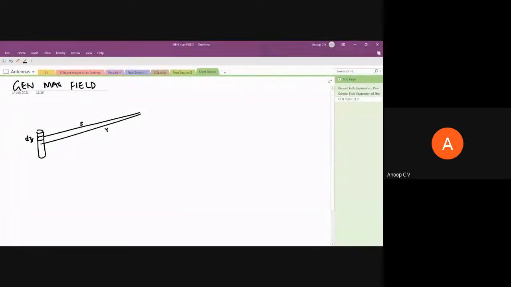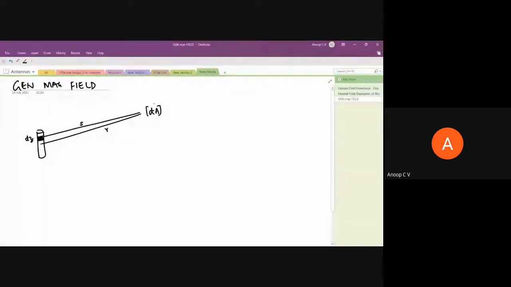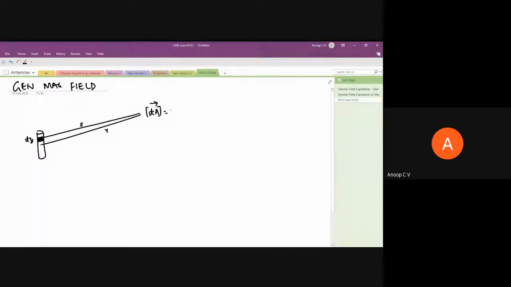Now we are interested in what is the vector magnetic potential, differential A. I have put it inside a square bracket just to show it is a retarded magnetic potential. I'm not drawing the system again. So we need to find what is this vector magnetic potential?